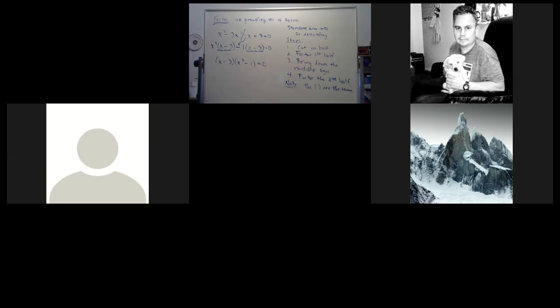Okay, each of those factors can be set equal to 0. So at this point in step 5, we're going to say solve each factor. And what we mean by factor is each set of parentheses. So we'll set the x minus 3 equal to 0. We'll set the x squared minus 1 equal to 0 and solve both of those. So we see x is equal to 3 from the first one.